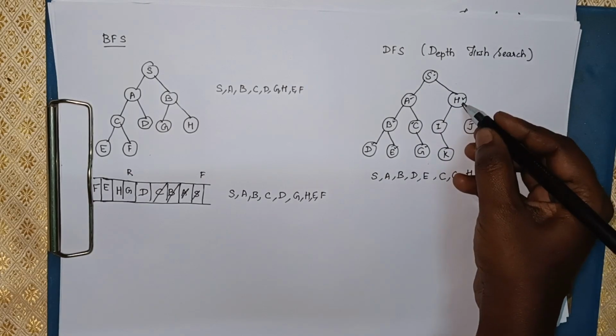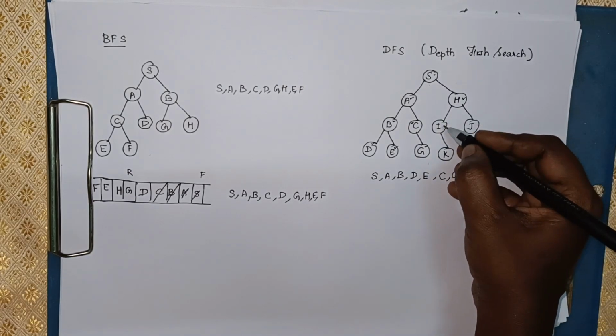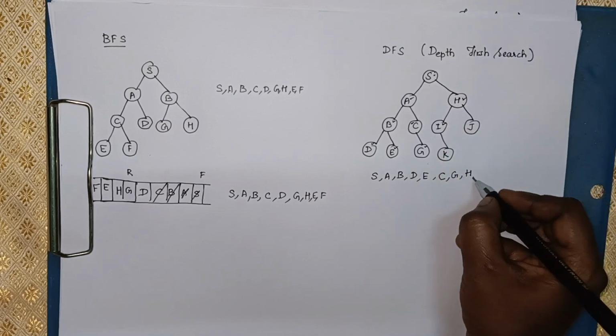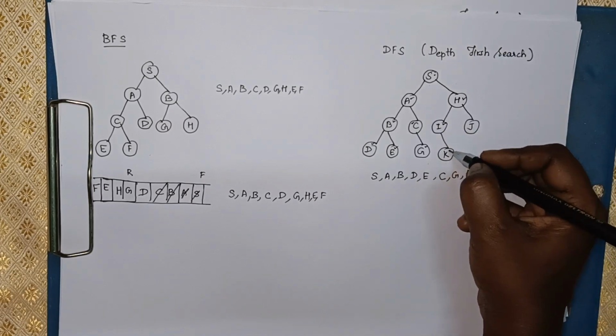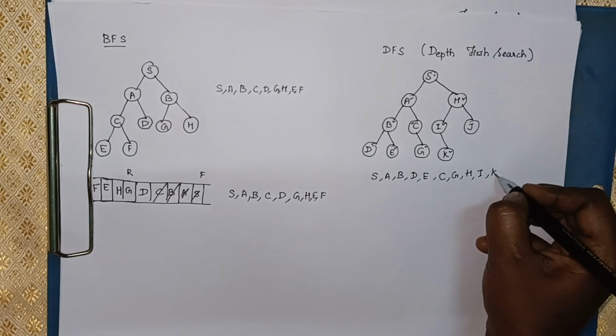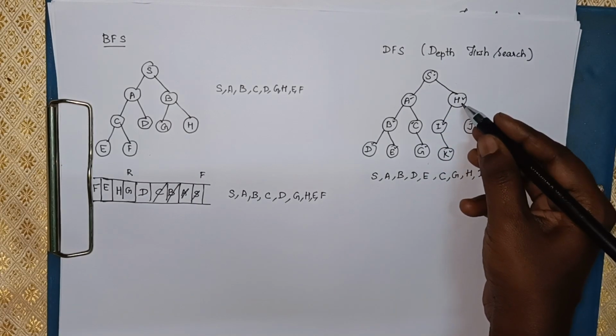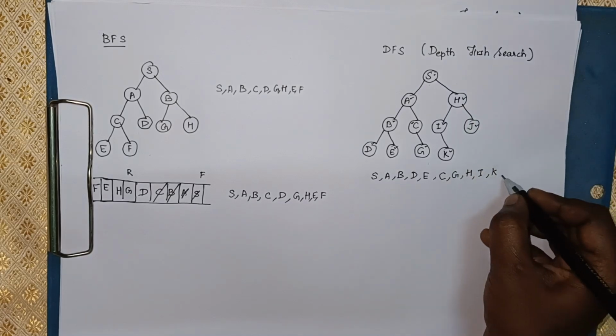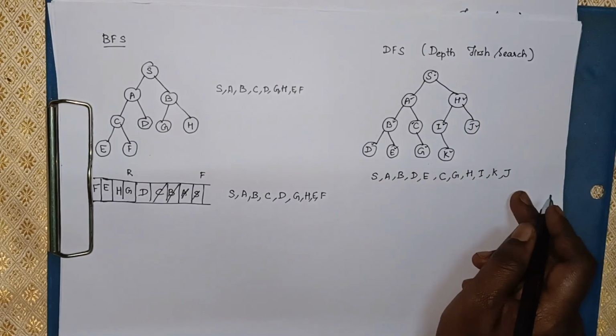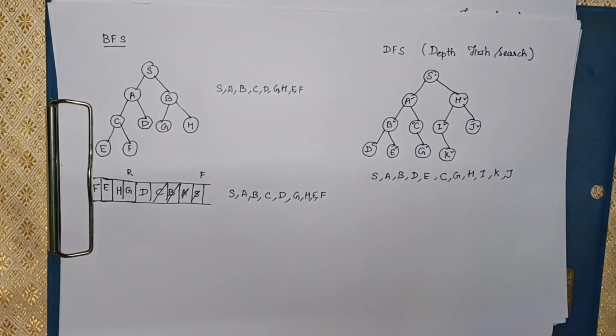The adjacent nodes of H are I and J. So here we are going to I. Now we are going to find the node of I. The adjacent node of I is only K. So we are going to visit K. Then we are going to backtrack and go to the place which is unvisited. So from H we are having J as unvisited. So this is the order in which we do depth first traversal.